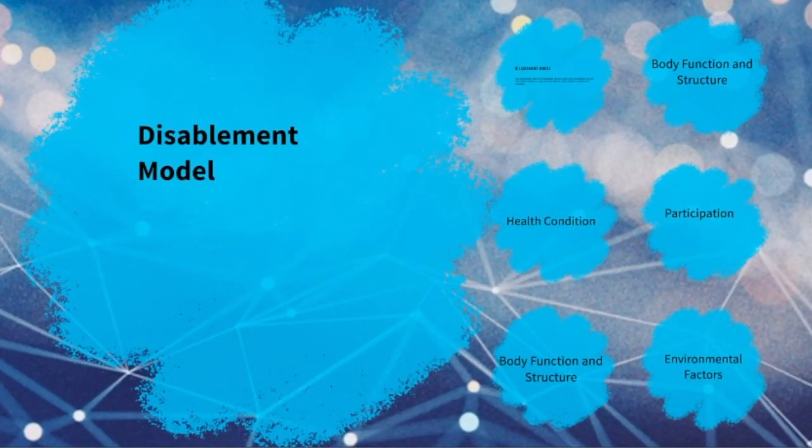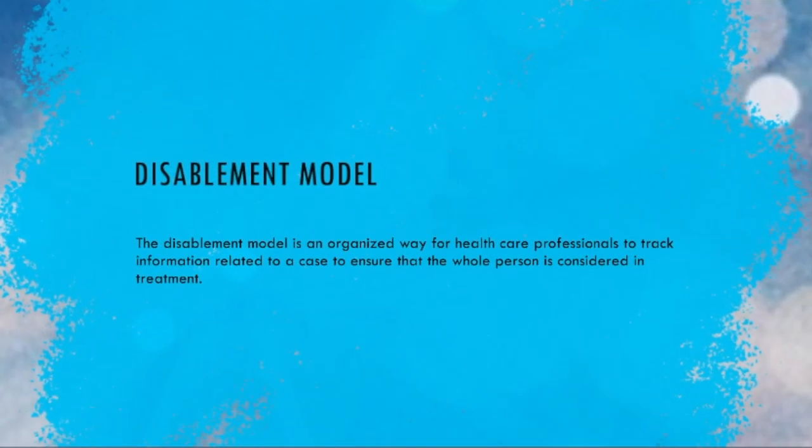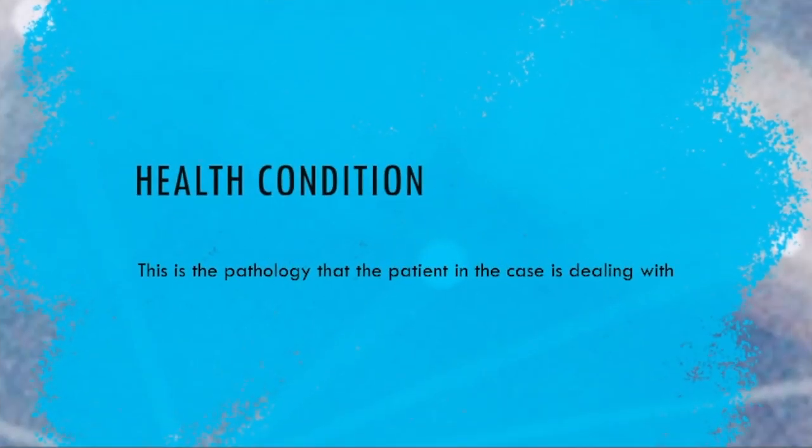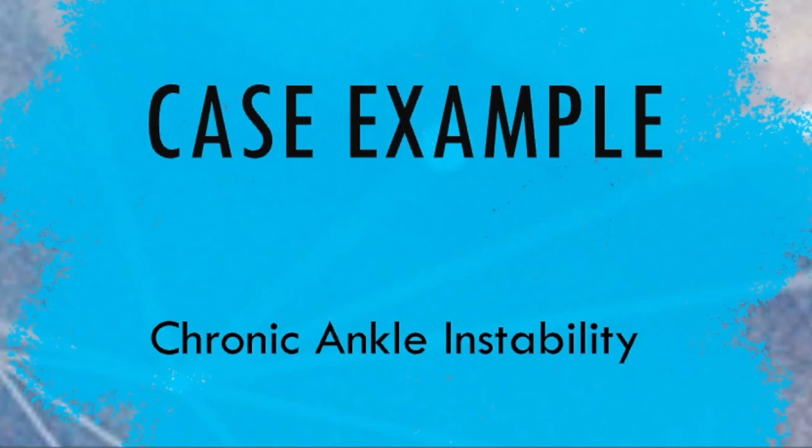First, we're going to talk about the disablement model. The disablement model is an organized way for healthcare professionals to track information related to a case to ensure that the whole person is considered in treatment. There are multiple levels. The first level is the health condition. The health condition is the pathology that the patient in the case is dealing with. In our case example, that is chronic ankle instability.